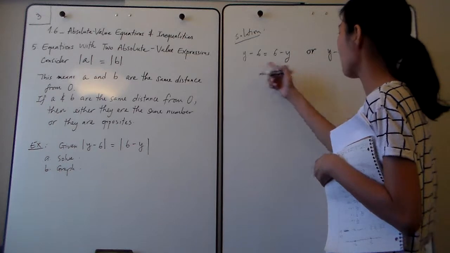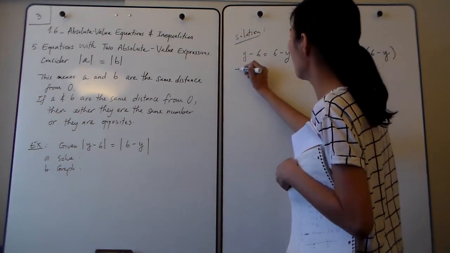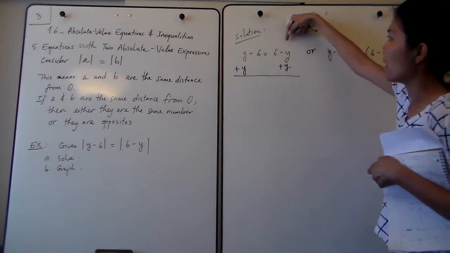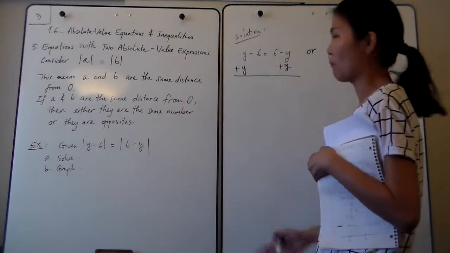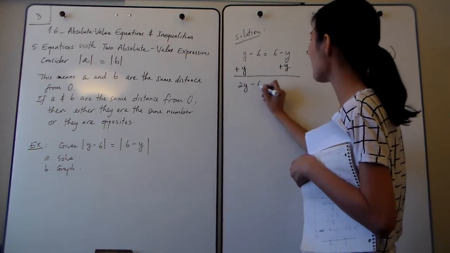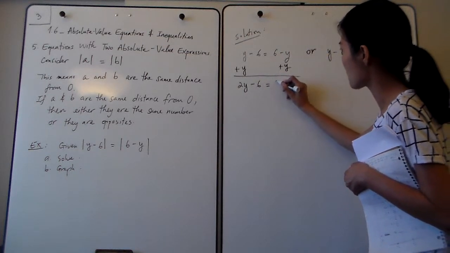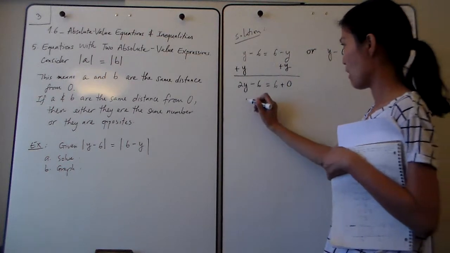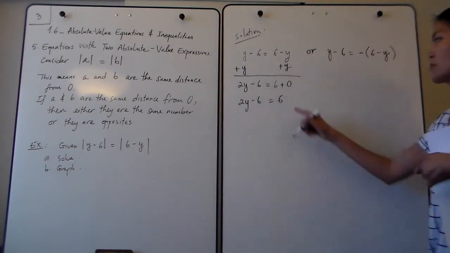To simplify the first equation, we can combine the y terms. I will start with plus y on both sides. If I do that, I can eliminate the y on the right and keep the y on the left. You can do it the other way as well, but I will start with this. y plus y is 2y minus 6 equal to 6. There's no constant here, so 6 plus 0 is 6. Negative y plus y is 0. Simplify, we get 2y minus 6 equals 6.